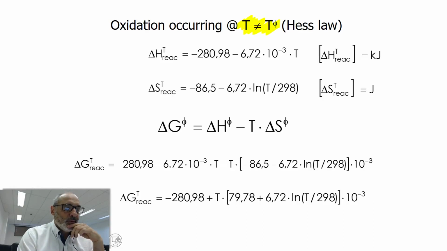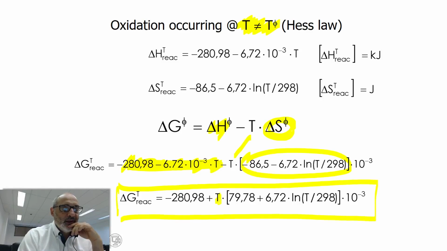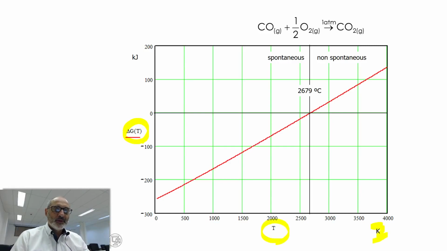So replacing delta H here, that's our delta H, and now replacing delta S here, and T here, we get this final result here, a function of T multiplying by Ln of T inside here, okay. Now we can make a graph like this. We have delta G in function of temperature, and in fact in Kelvin, absolute temperature.